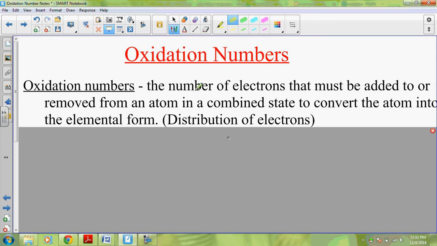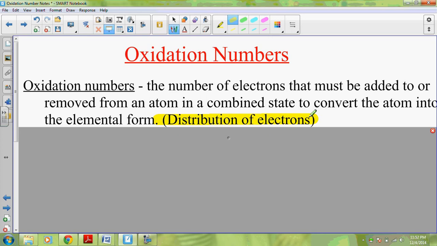What we want to know is right here, the distribution of electrons. This is going to keep coming up over and over again. Electrons, electrons, electrons. So today we're talking specifically about the distribution of electrons. Where are electrons going? What element's giving them up? What element's taking them? And that's the whole goal.